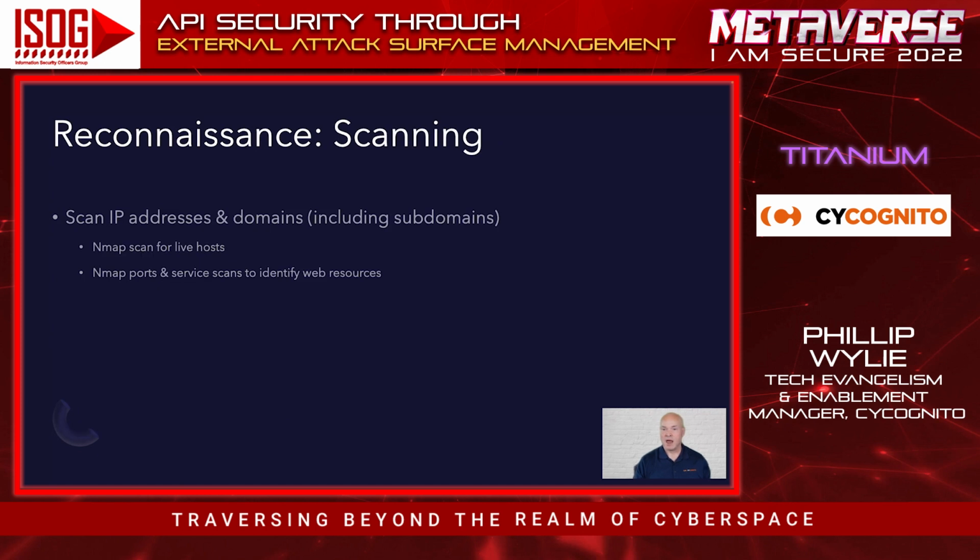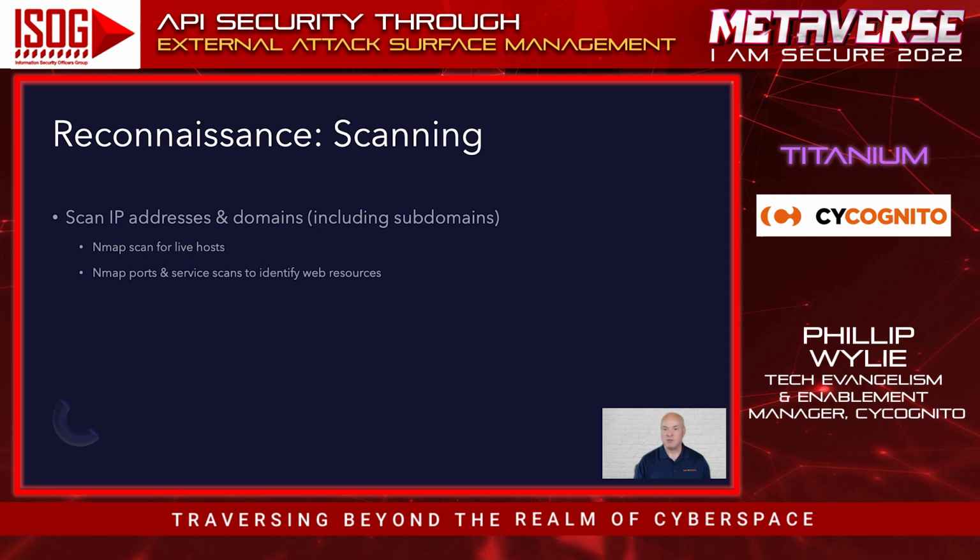And so reconnaissance scanning, so IP addresses and domain names, including subdomains. So you're running like Nmap for live hosts. Then you're going to do Nmap for the ports and services of the identified host, as well as identifying the web resources. So we're trying to find anything that's exposed, since we're going after APIs. So we need these web resources. We need to make sure we identify all those.